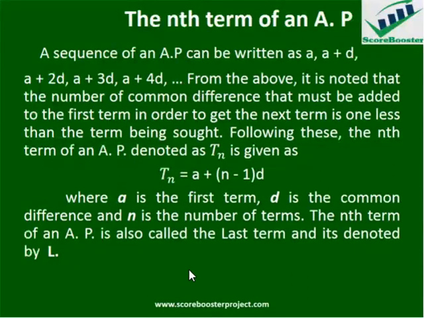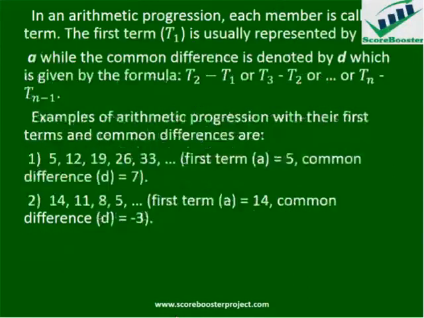To check if this is true, we move to the previous example we have checked. Here, the first term is 5, which is A. We said the second term can be written as A plus D, that is, you add the first term and the common difference together. Here the common difference is 7. 5 plus 7 is 12. The third term can be written as A plus 2D, that is, A plus 2 multiplied by the common difference. 2 multiplied by 7 is 14, plus 5 is 19.